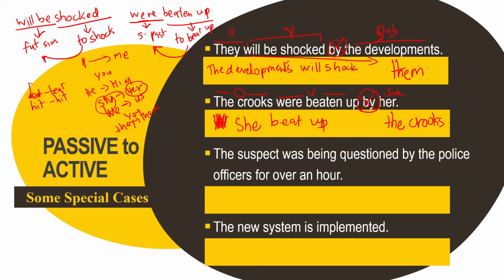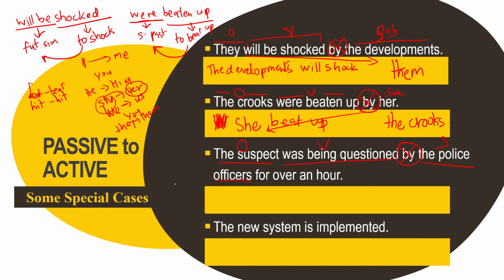Same way, when you have an object pronoun here, when you take it to the start, it will become a subject pronoun. Next, the suspect was being questioned by the police officers for over an hour. By tells you passive, it will go away in the active sentence. Was being questioned is the verb. Who is receiving the action? Who is receiving the questioning? The suspect. Who is doing the questioning? The police officers. Object verb subject also tells you it's the passive voice.